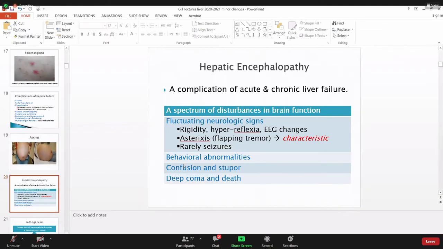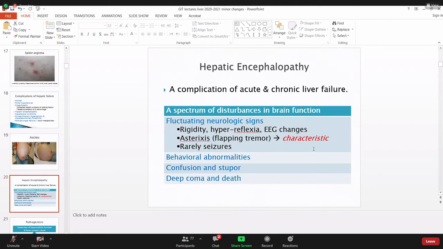Spectrum of disturbances: they have fluctuating neurological signs. They develop rigidity and hyperreflexia. These are symptoms or signs of upper motor neuron diseases, which you will understand more when you take CNS. They develop rigidity to movement and hyperreflexia, which is most evident when we test the knee with the hammer. When we do a knee jerk with the hammer, they have hyperreflexia.